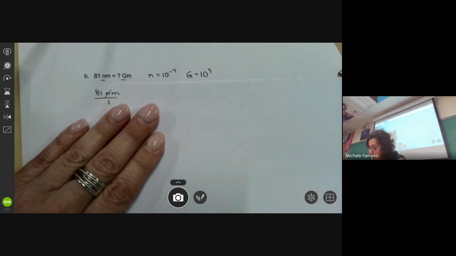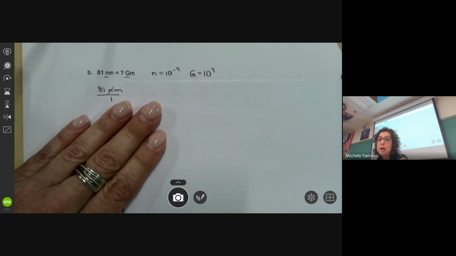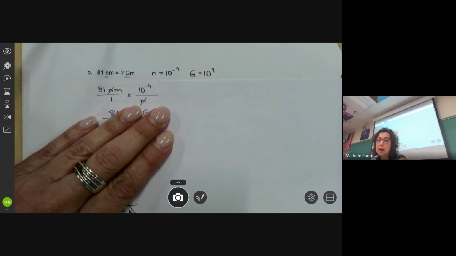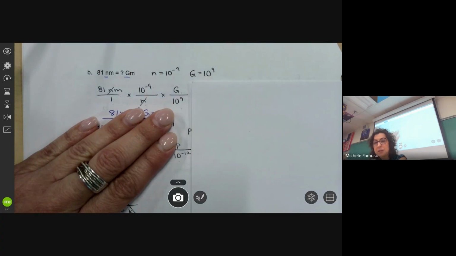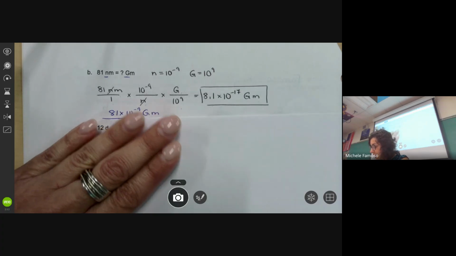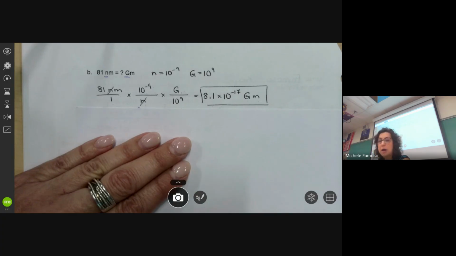We start by taking our given value, 81 nanometers, and we put it over 1. We need to cancel out the nano, which means in the next fraction, nano goes in the denominator, and the 1 times 10 to the negative 9th power goes in the numerator. Now I have to multiply by the giga. So giga goes in the top, 1 times 10 to the 9th power in the denominator, which gives me 8.1 times 10 to the negative 17th power gigameters.